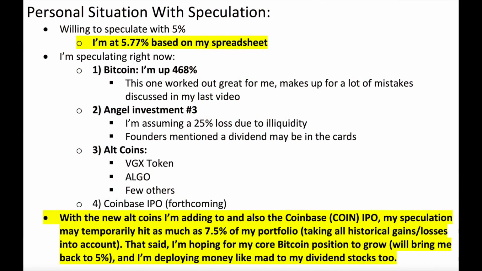And so with that, let me talk about my personal situation. Check it out on the screen right now. And so I'm willing to speculate with up to 5% of my portfolio. Now, I ran this model that I prepared for everyone today, and I used real numbers, real data on my personal situation right now. And I'm at 5.77%. So I'm a little above my 5% goal, factoring in all the historical gains, losses, unrealized losses, all that good stuff. But I'm good with that. I'm right around my goal. Now, I have some speculative stuff that I'm doing right now that could take me up to maybe 7.5%.